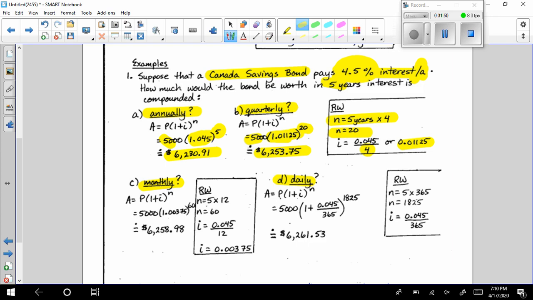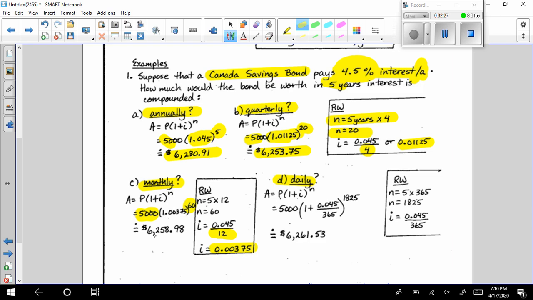In the monthly scenario, still $5,000. Look at my exponent. It's a 60 this time. It's because they're doing the interest calculation 12 times every year for 5 years, which works out to 60 times altogether. The 4.5% interest rate gets divided by 12. So we're trying to figure out how much of the interest rate they get each month. It works out to this decimal value, which I tagged on after the 1.